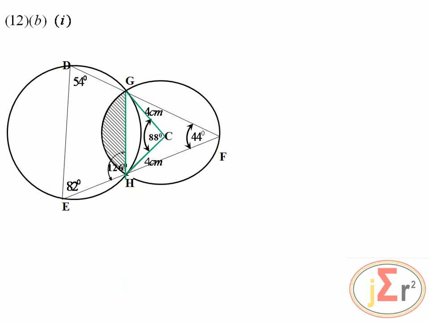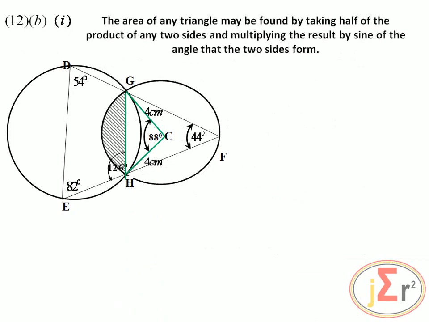So there is our triangle that we are focusing on at the moment, because it says calculate the area of triangle GCH. Calculate the area of that triangle. Do not forget that the area of any triangle may be found by taking half of the product of any two sides and multiplying the result by sine of the angle that the two sides form.